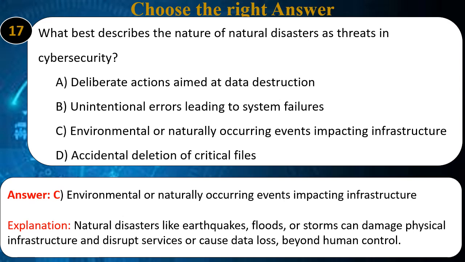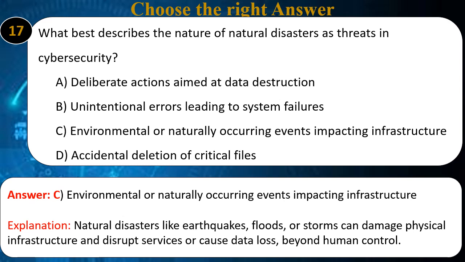B. Unintentional errors leading to system failures. While human error can exacerbate the impact of natural disasters on cybersecurity, the root cause lies in the environmental event itself. D. Accidental deletion of critical files. This describes a non-malicious human-caused threat, not a natural disaster. Natural disasters can pose significant risks to cybersecurity by damaging physical infrastructure.